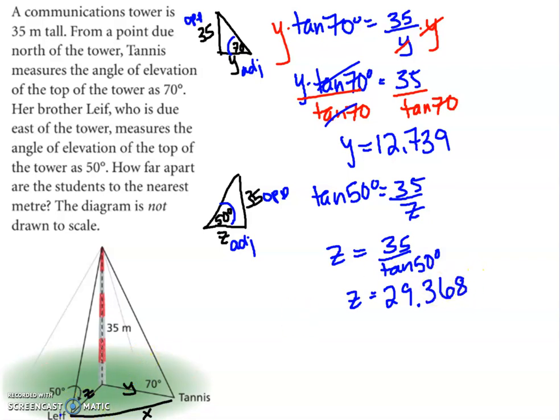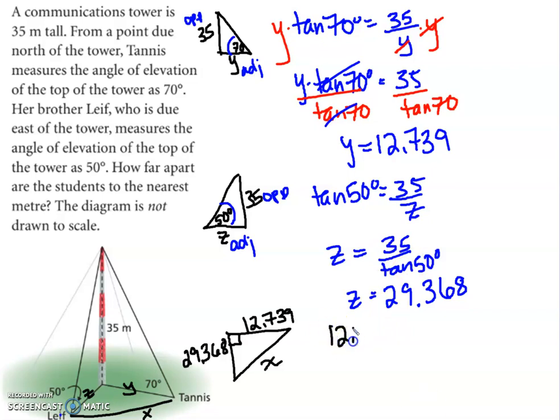So now we have this triangle. This is the triangle right on the base here. I'm just going to pull it up. And this is here the y value we said was 12.739, and this value was 29.368. And we're really looking for this value here, which I named x. Instead of doing trig here, we have two side lengths and we're looking for the hypotenuse, so the best bet would be to do the Pythagorean theorem.